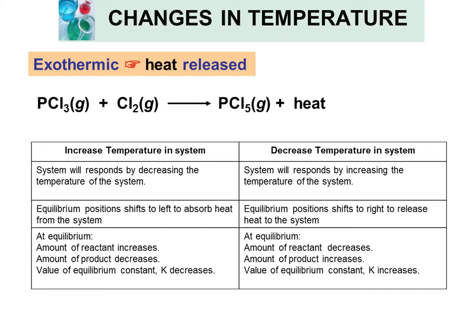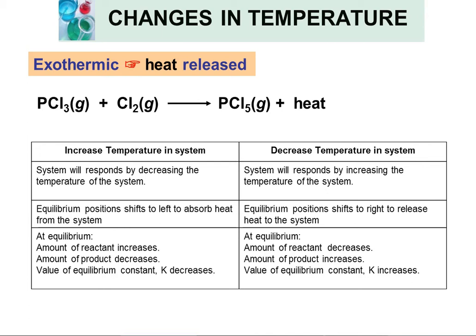Increasing the temperature of the system, the system will respond by decreasing the temperature of the system. The equilibrium position shifts to the left to absorb heat from the system, and at equilibrium the amount of reactant increases, the amount of product decreases, and the value of the equilibrium constant K decreases.